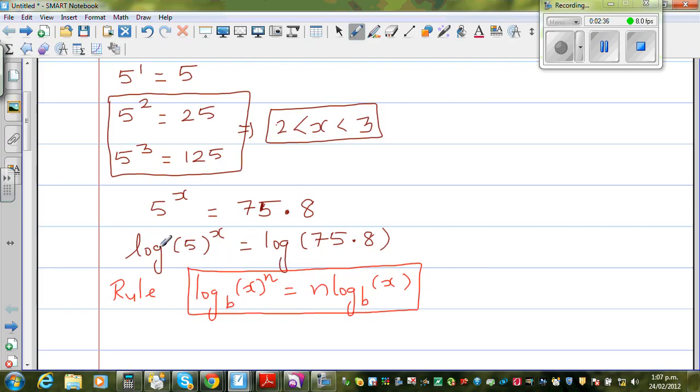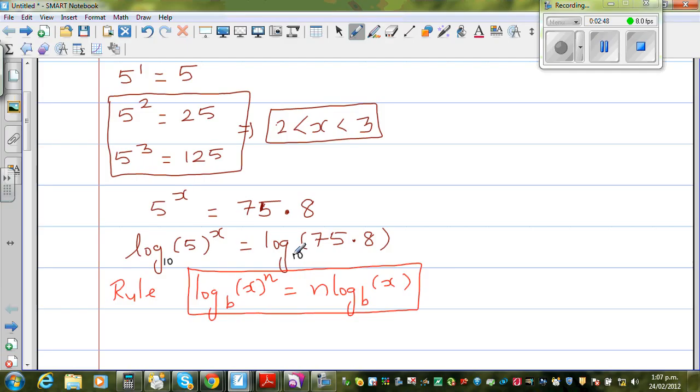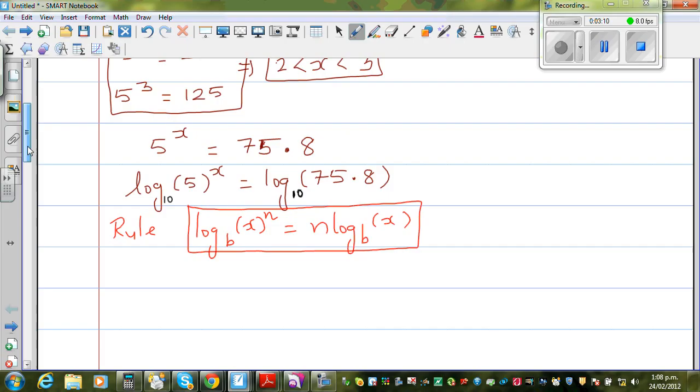So now here, when we don't write a base, it is understood that the base is 10. So here the base is 10. When we write log without a base, this is called the common log. By default, you should understand the base is 10. So when you compare, b is 10, your x is 5, and your n is x. Now this is a bit confusing. So when you apply this rule, this x comes down.